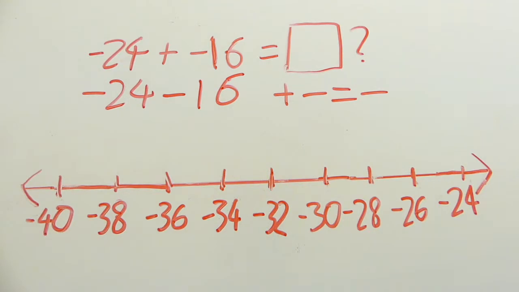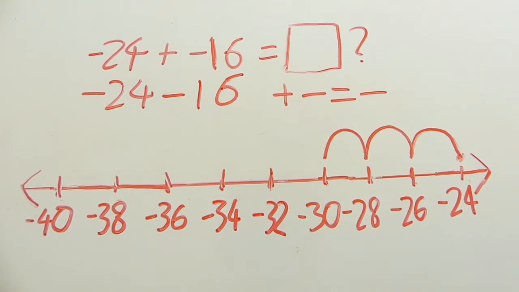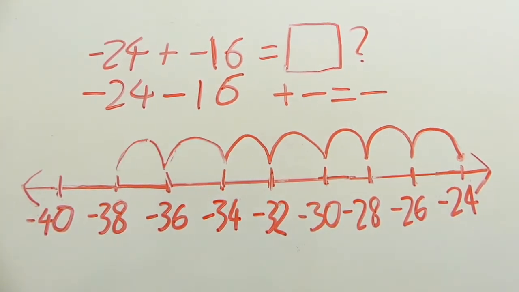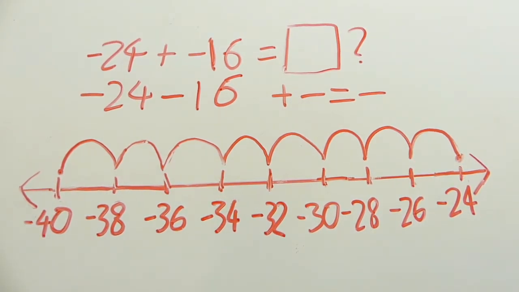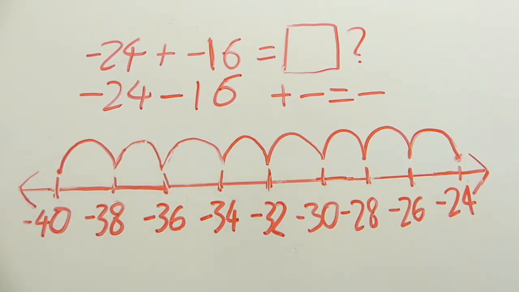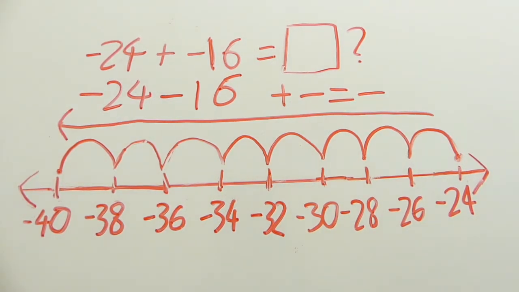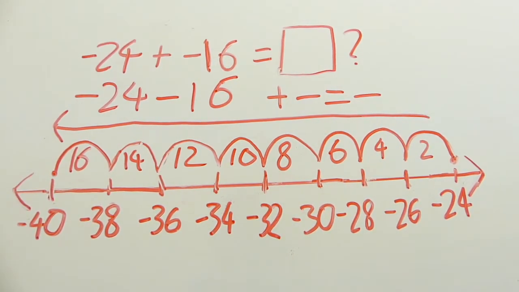I've made the gap between each number 2, so it will be able to fit. We start at -24 and we subtract by 2 units, 4 units, 6 units, 8 units, 10 units, 12 units, 14 units, and 16 units. So now we can see that -24 minus 16 equals -40. And we can confirm this again because we moved to the left because we were subtracting, and we have moved 16 units as shown here.